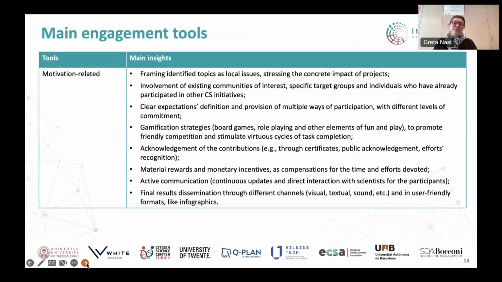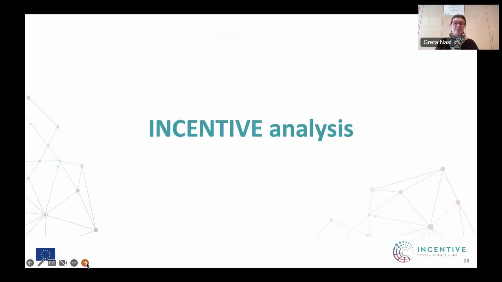And that could also be combined with other incentives, and the incentives could be tangible, so monetary, or related to certificates. The feeling of recognition and active communication goes in this direction. And a very important point is to make sure that these people eventually get final feedback, meaning that through the dissemination of the results of the project, they can get acknowledged and see what their work has led to, how they're contributing to making a difference, and be recognized for that.